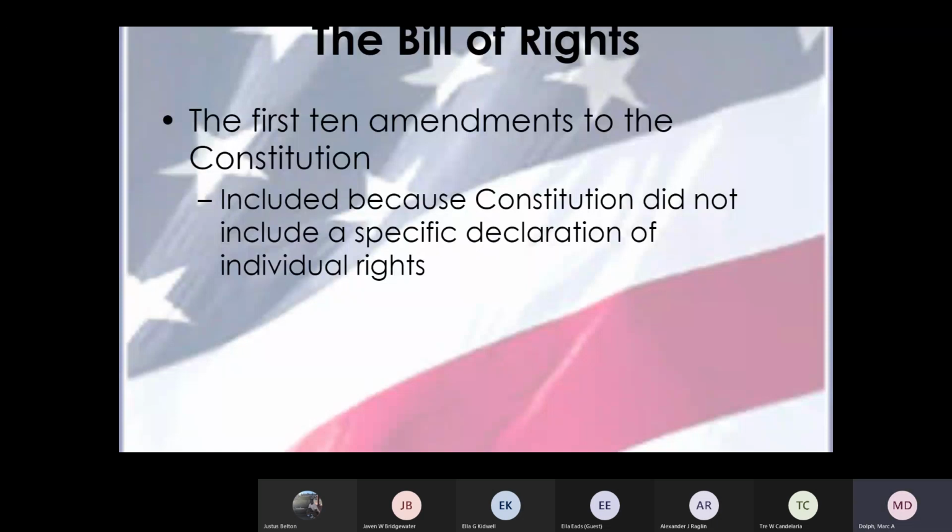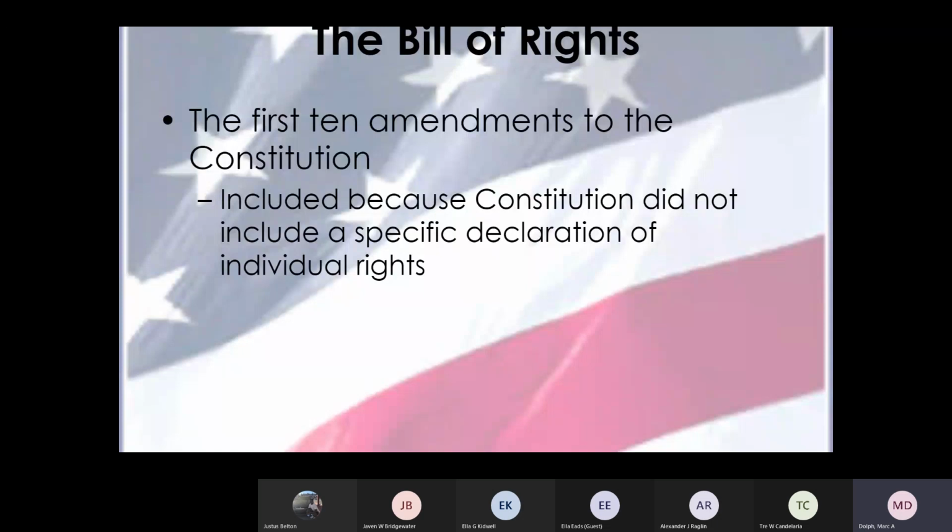The first 10 amendments were included because the Constitution did not include a specific declaration of individual rights. Why do you think they cared? Why does anybody care about having individual rights? Any idea? They're rights, right? They are something that you're experiencing a lack of under King George III.